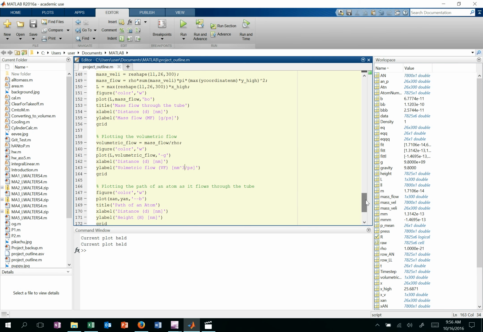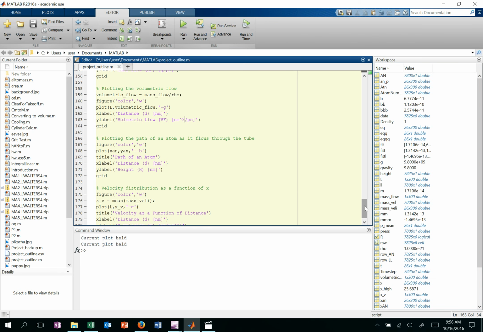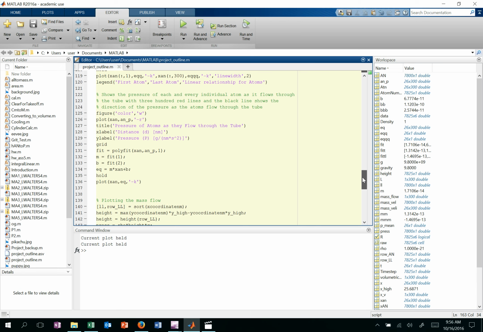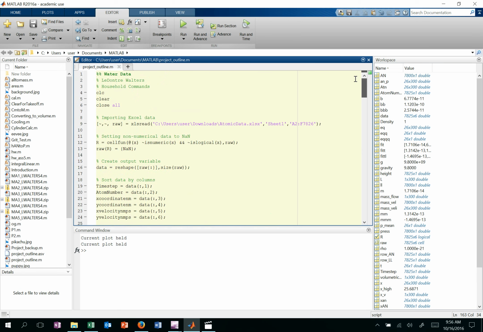Alright, so in the last video I pretty much went through the code and the basic functions of the code. So in this video I'm going to relate how we can use these graphs to create better filtration systems.